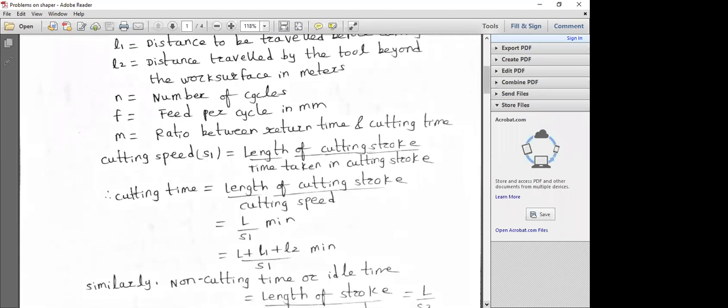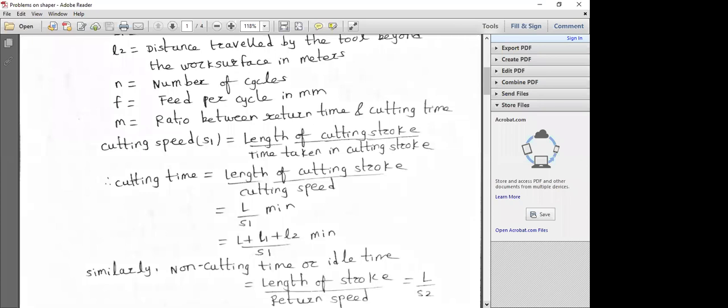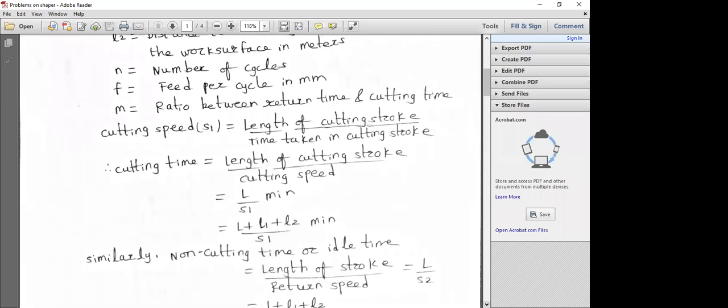What is the non-cutting time? Non-cutting time is the return time or the return stroke. The tool is idle without performing the machining or cutting operation. We have that non-cutting time or idle time. This is the length of stroke divided by return speed. Length of stroke is capital L, so the return time is capital L by S2.